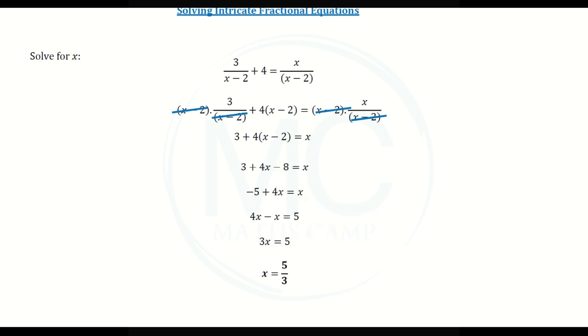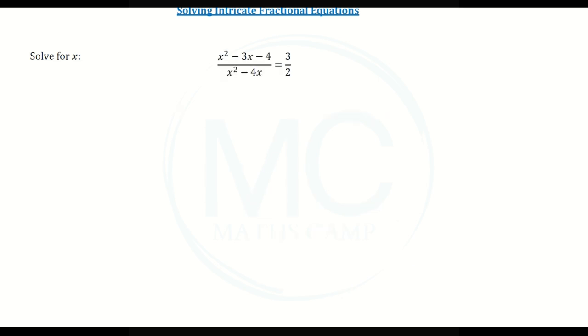Let's do another example. Solve for x. Here we have x squared minus 3x minus 4 in the numerator of the fraction and x squared minus 4x in the denominator. Now, we've said in our previous examples that when working with fractional equations like this, you need to multiply out the denominators. And that is all good said and done.